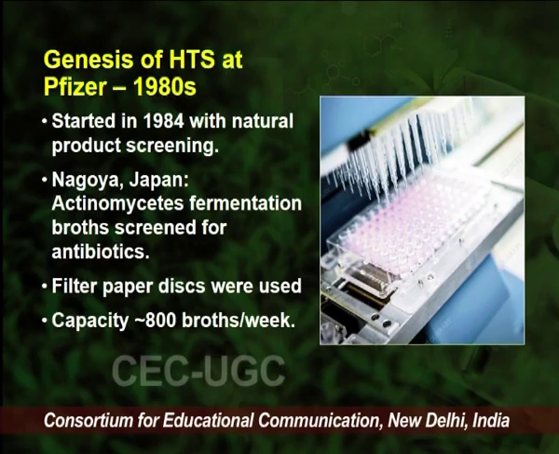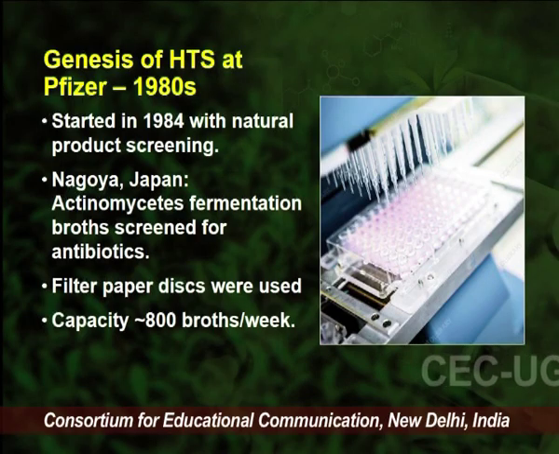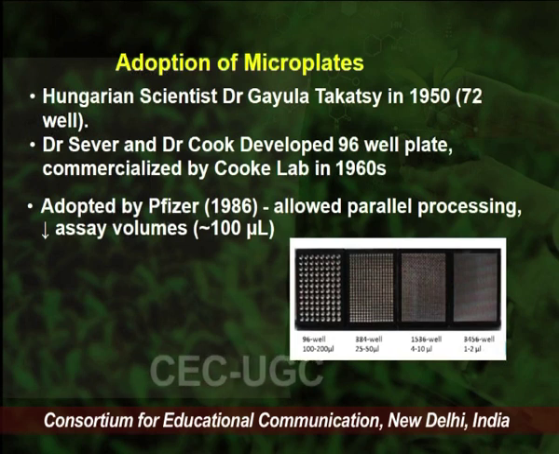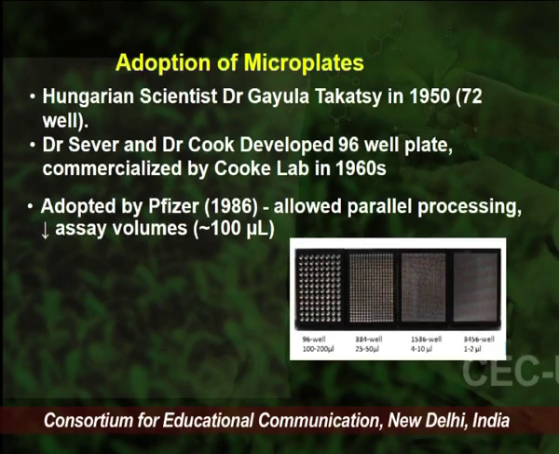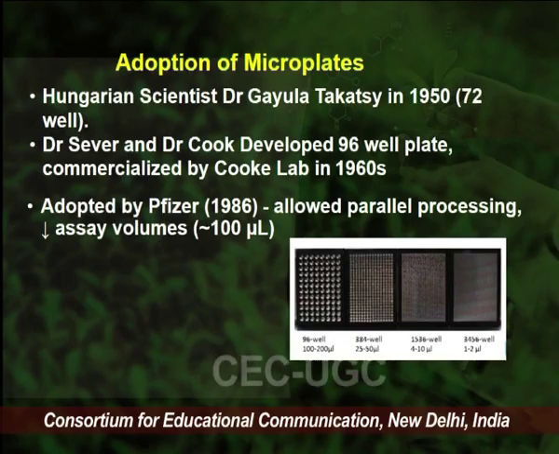Now this process, when adopted by Pfizer, gave wonderful results, and the speed of screening was significantly increased to 800 broths per week. But the major breakthrough took place in 1986 when Pfizer adopted the usage of 96 well plates.